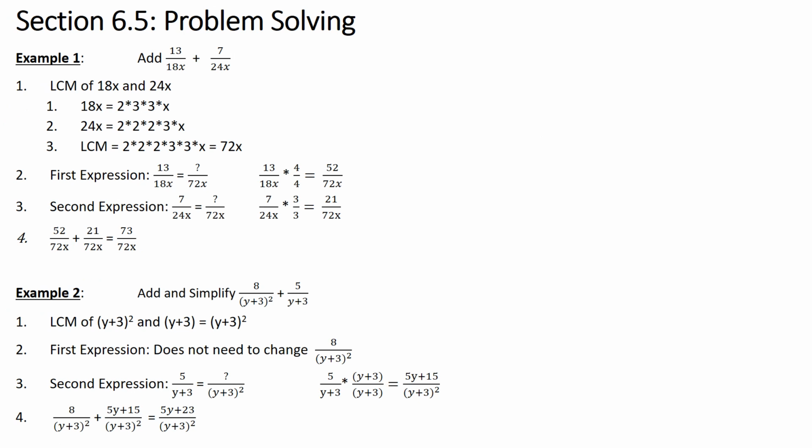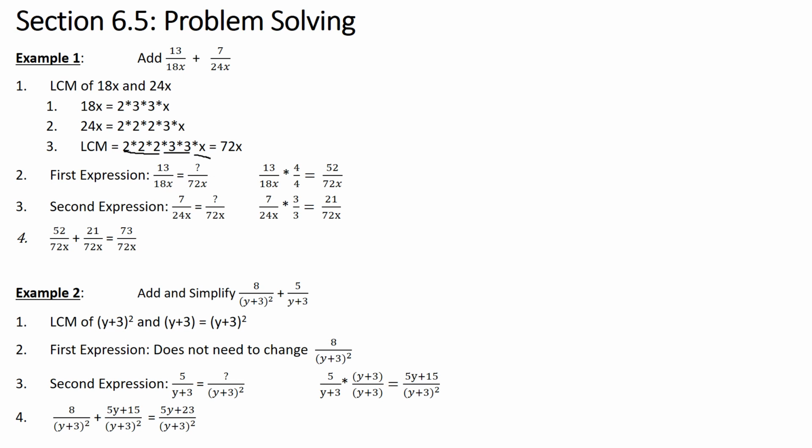Now, let's look at 13 over 18x plus 7 over 24x. Well, the least common multiple for 18x and 24x. 18x is 2 times 3 times 3 times x. 24x is 2 times 2 times 2 times 3 times x. I've got three 2's for the greatest number of 2's, two 3's, the greatest number of 3's, and there's 1 x, so it's 72x. So I need to go from 13 over 18x to what over 72x?